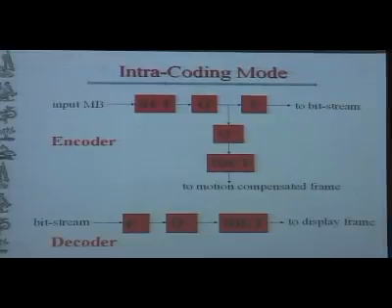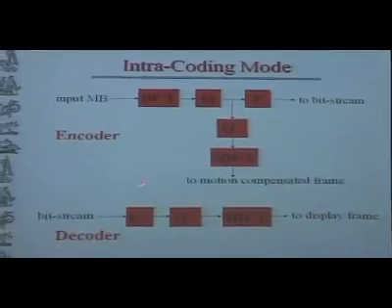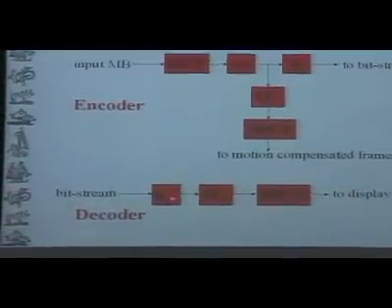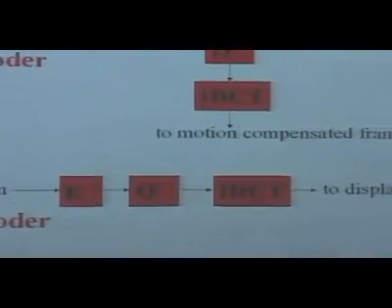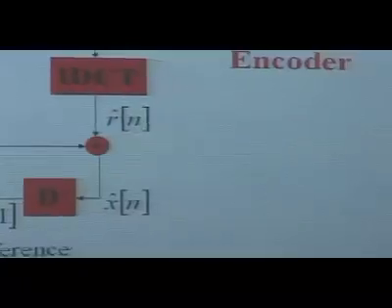At the decoder, it cannot get simpler than this. You just take the bit stream, inverse entropy coding, inverse quantization, inverse DCT, and go straight to the display. No motion compensation.